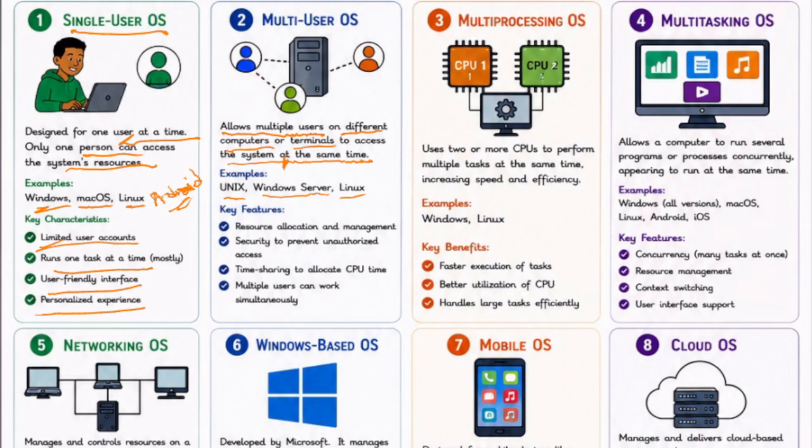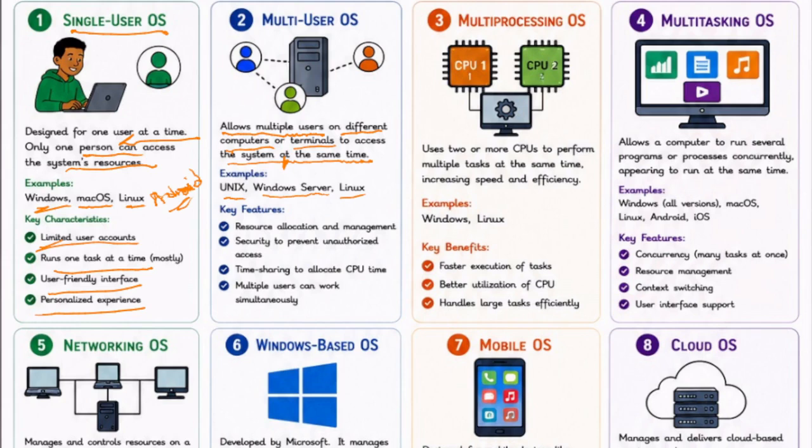But if it is many CPUs doing the processing, the tasking at the same time, that is multiprocessing. But if it is just doing different tasks at the same time, that is multitasking. So your phone is single user, multiprocessing, and multitasking. Okay, your phone is single user OS, multiprocessing OS, and multitasking OS.